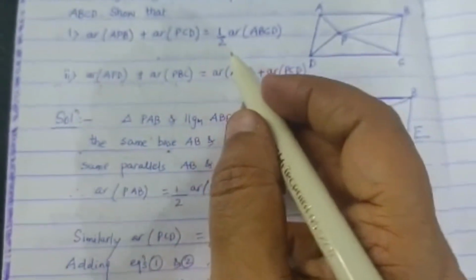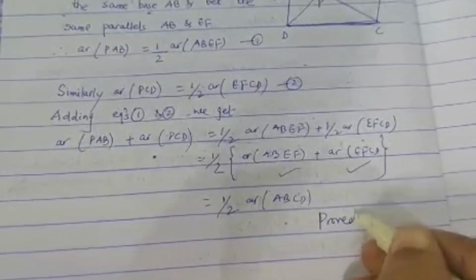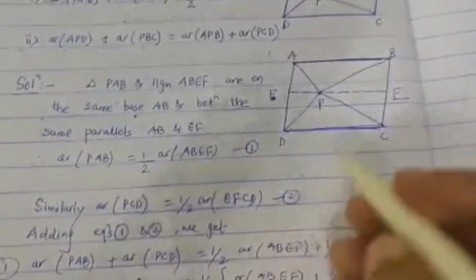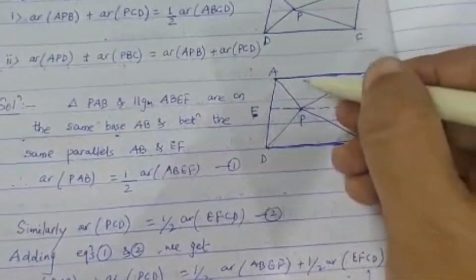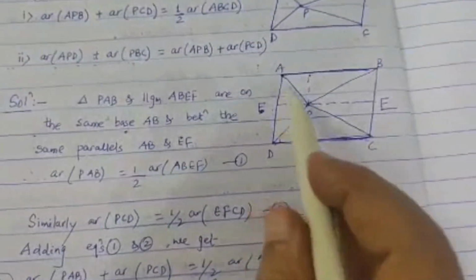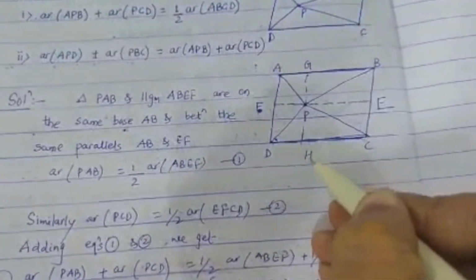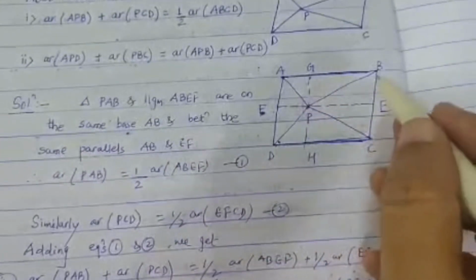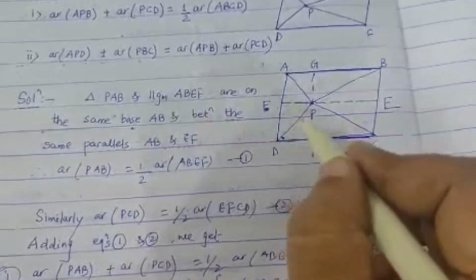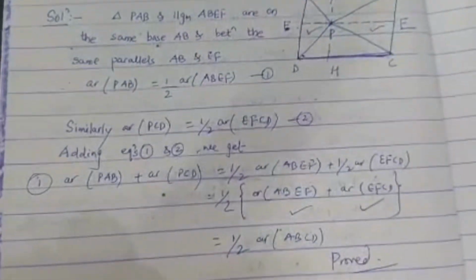Area APB plus PCD equal to half of area ABCD. This is proved. So the first one is proved. Second one, you can write similarly. When you draw a parallel like this, let us suppose this is GH. Area APD is equal to half of this one and BPC is equal to half of this one. So basically this area plus this area is equal to half of this parallelogram ABCD.